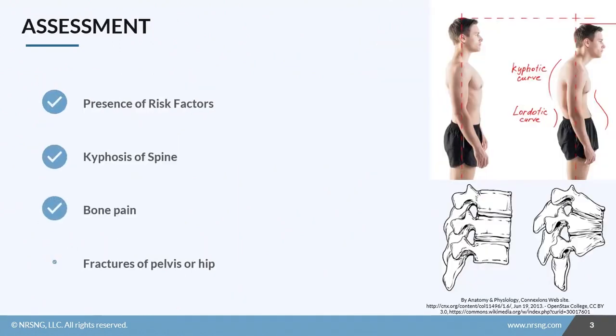So when we're assessing these patients, the first thing we'll notice is that they have one or more of these risk factors. Maybe they're female, for example, like an elderly female who doesn't consume enough calcium and she's taking corticosteroids, right? She's going to be at really high risk.